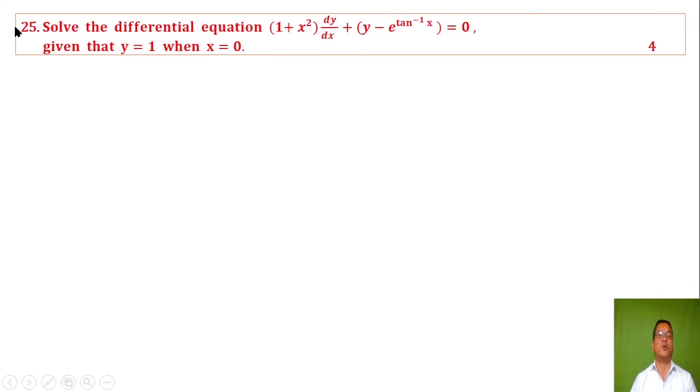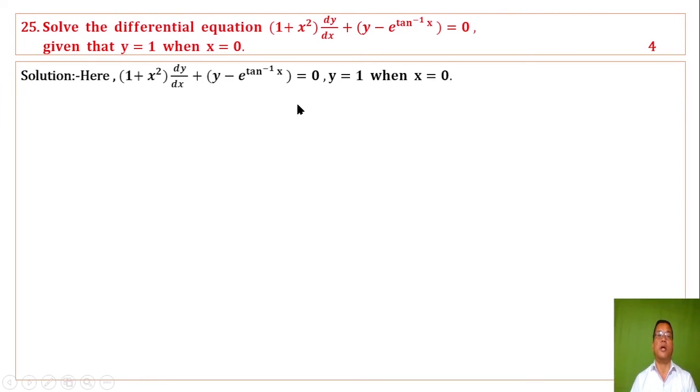Question number 25. Solve the differential equation given that y equal to 1 when x equal to 0, 4 marks. The given differential equation can be written as dy by dx plus 1 by (1 plus x squared) times y equal to e to the power tan inverse of x, whole divided by 1 plus x squared. This is a linear differential equation. Therefore, its integrating factor is e to the power integral of P, that is 1 by (1 plus x squared) dx, whose integral is tan inverse x.